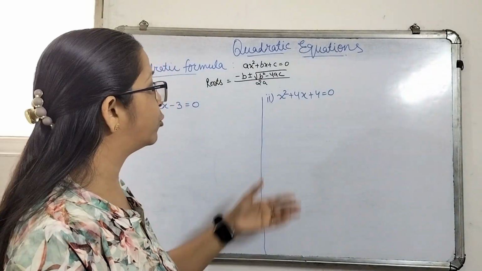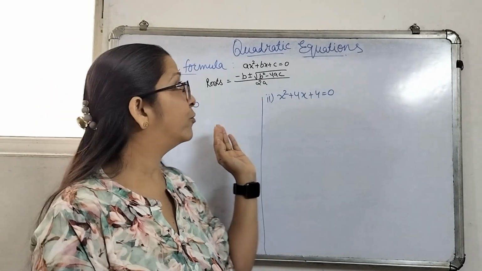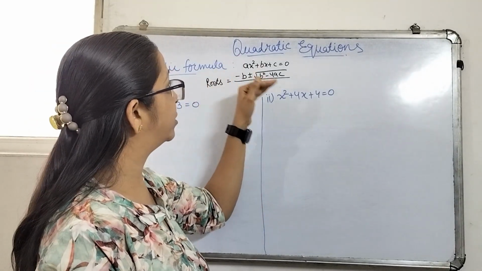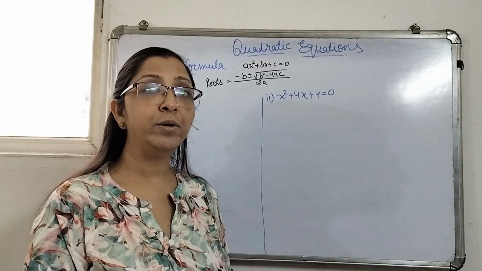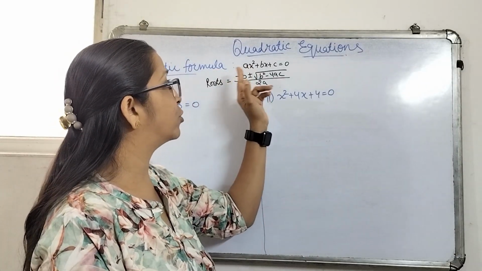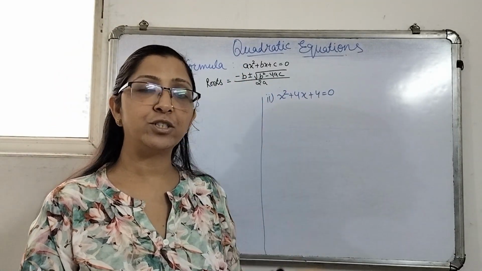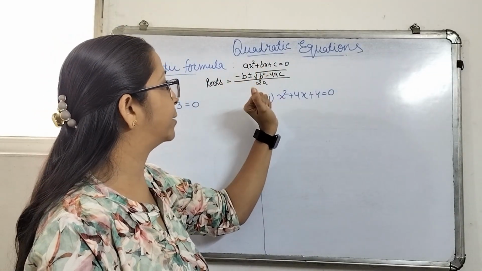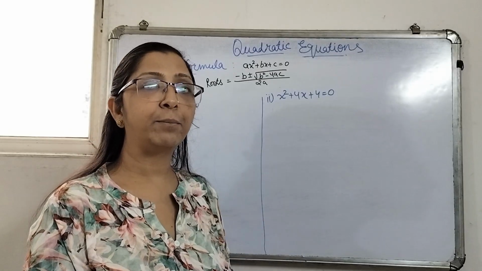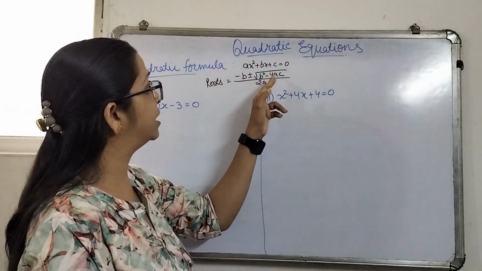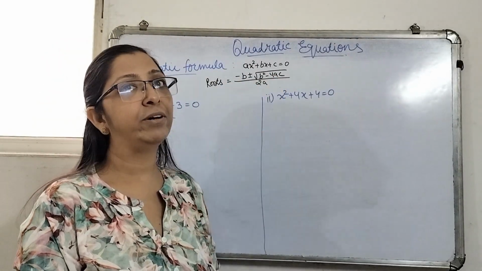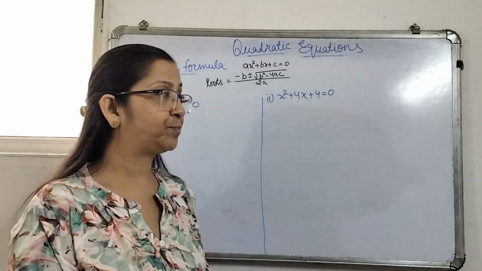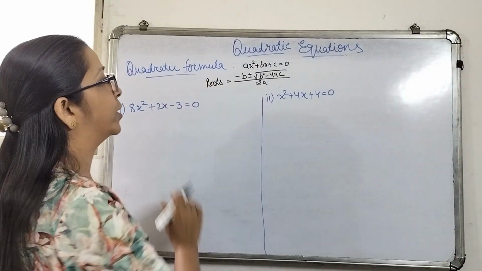Whatever equation is given to us, we have to convert it into this standard form. Once we have converted the given equation into the standard form, we can compare the coefficients of x square, the coefficients of x and the constant term, and we will get the values of a, b and c. Once we have the values of a, b and c, we can put these values in the formula and find the roots of the quadratic equation. This formula is your quadratic formula.